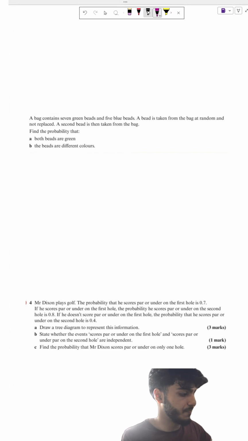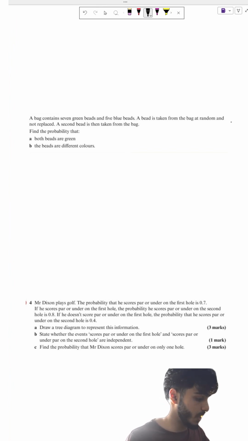Alright, let's do this question. If you guys have started, good. 7 beads. So initially we have 7 green beads, 5 blue beads. And then not replaced. Second bead is then taken from the bag.